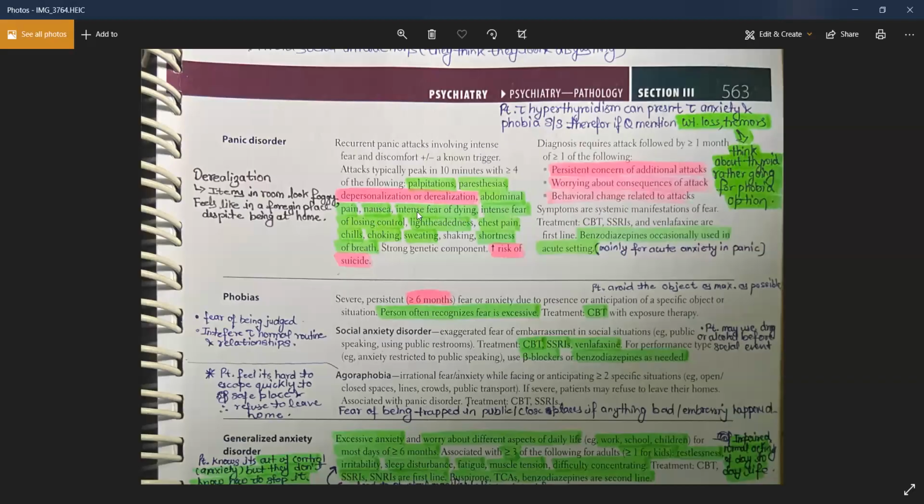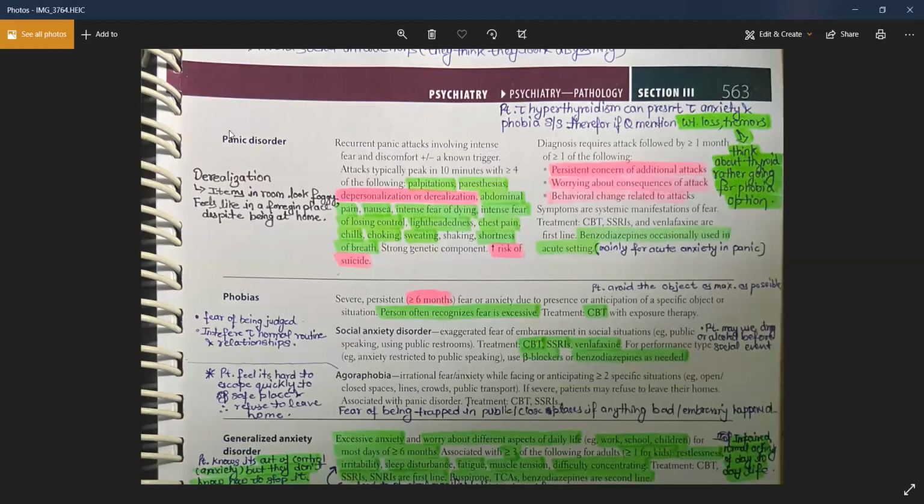Fear of losing control will be there. Lightheadedness will be there. Chest pain, choking, sweating, shaking, tremors, shortness of breath. So this condition can mimic anything, but the patient will have recurrent episodes of similar symptoms. That's how you know that the patient is not having a proper MI or a proper ARDS, but a panic disorder. To rule out other conditions, you need to do an ECG, an X-ray, a pulmonary function test, and troponin levels should be checked. You need to rule out the other medical conditions first. Only when all the lab tests are negative will you diagnose them with panic disorder.